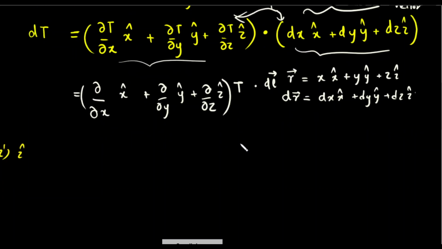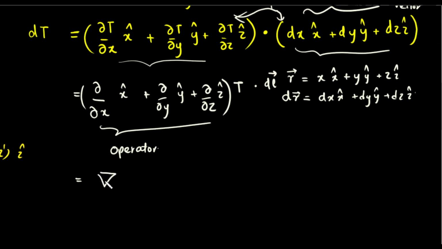Right now we have an operator here. So this is called an operator. This operator has a name. What's the name of this operator? That is called the del operator. So the del operator is a vector actually. The del operator is denoted in this way. So this is called the del.